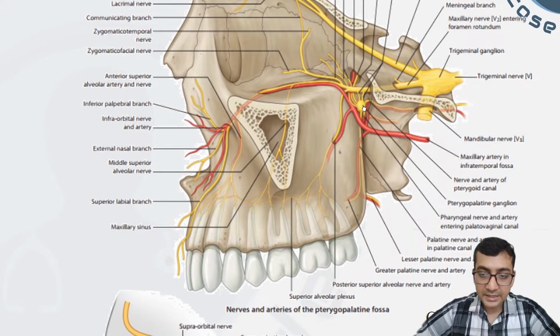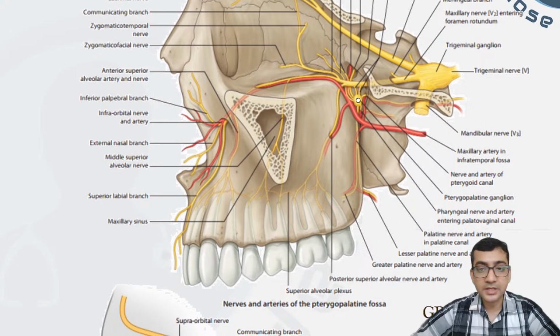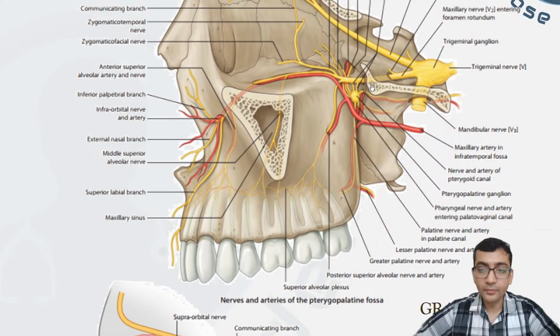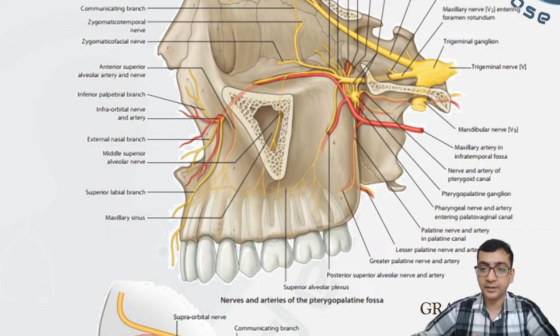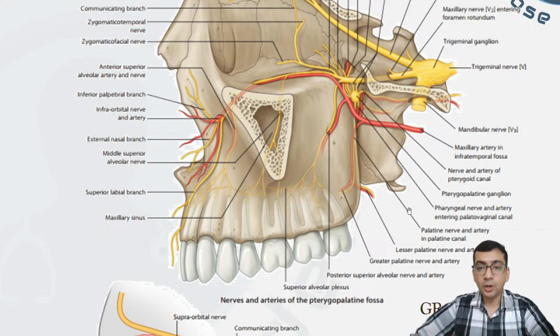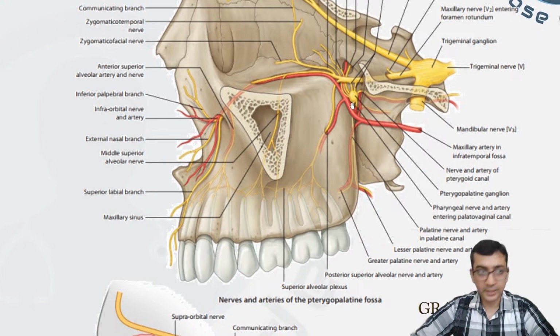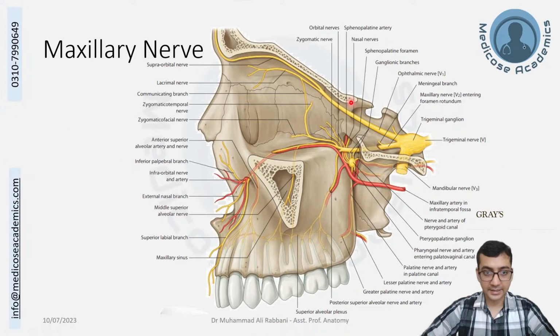The maxillary nerve is attached to this ganglion here. This is known as pterygopalatine ganglion. So all of the sensory branches are basically emerging from this ganglion, the pterygopalatine ganglion, going to the orbit, going to the teeth, going to the nose, going to the palate, going to the pharynx. So all of these branches are basically coming from pterygopalatine ganglion. We will read them as their part.